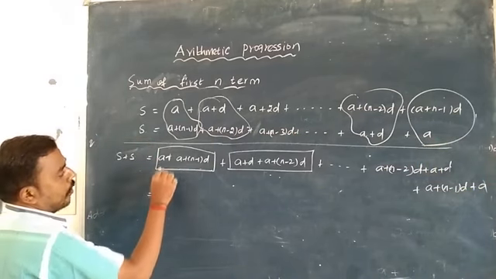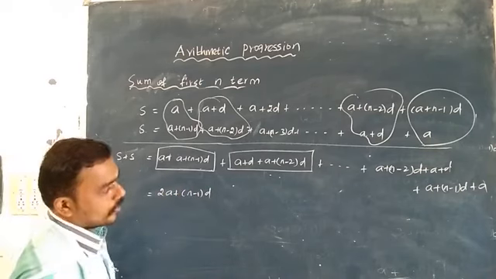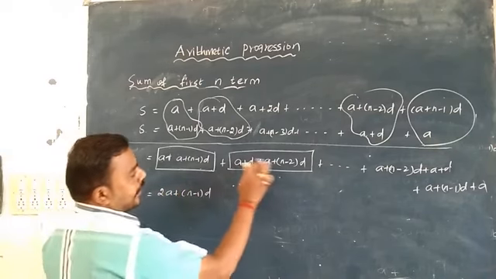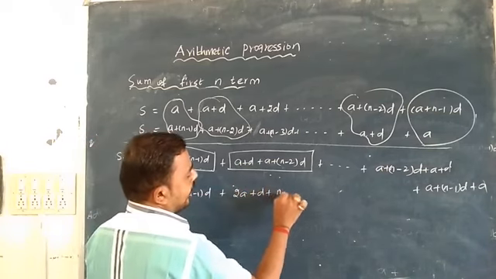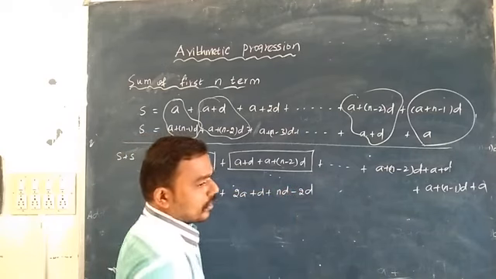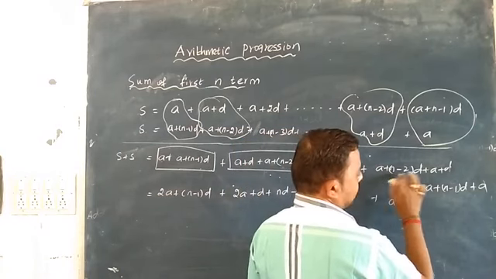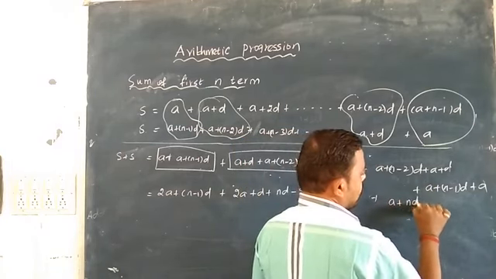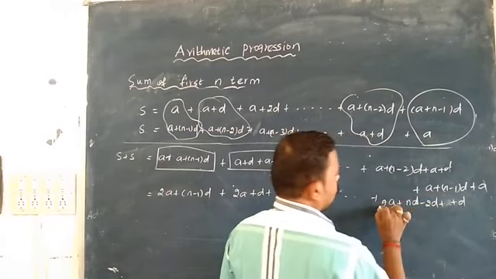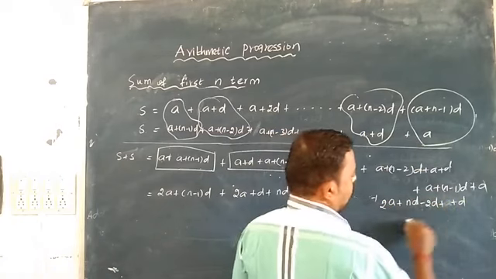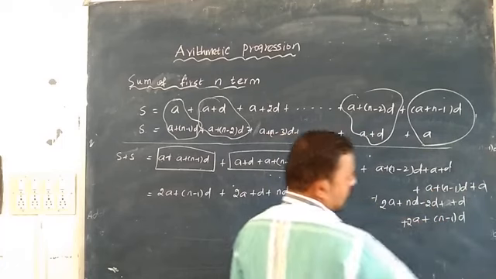Now the first one, no problem: a plus a, so 2a plus (n minus 1) into d. Here you can write a plus a as 2a, a plus d. Here you can write n into d minus 2d, plus up to plus a, plus n into d minus 2d plus a plus d. We can write this a plus a as 2a. Similarly here, plus a plus a, 2a plus (n minus 1) into d.